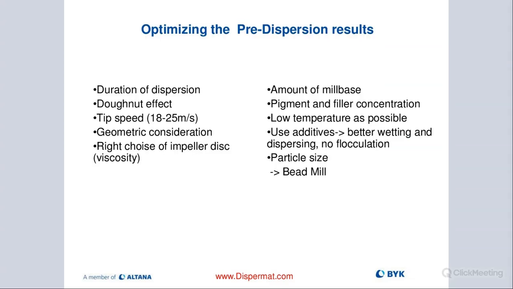From the pre-dispersion perspective, we need to watch out for a few things that are very important. Number one is the duration of the dispersion process. Usually when we pre-disperse, anywhere from about 15 to 30 minutes, we want to see a donut effect ideally. The tip speed, again, is 18 to 25 meters per second. Geometric consideration, again, the blade diameter as well as the container. So that ratio should be correct.